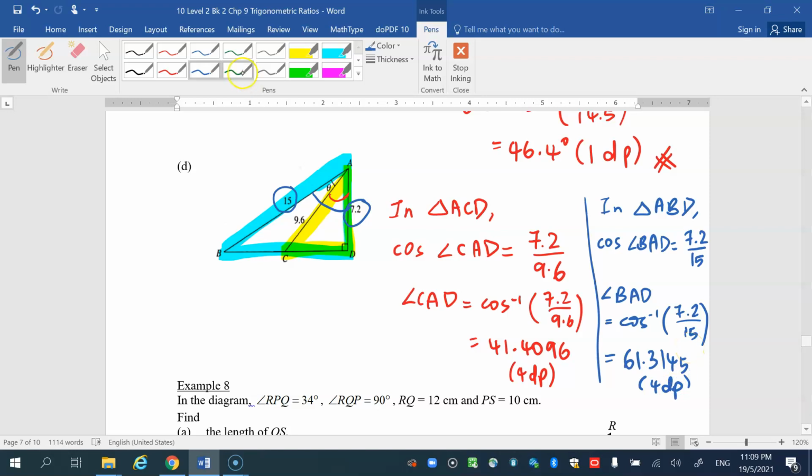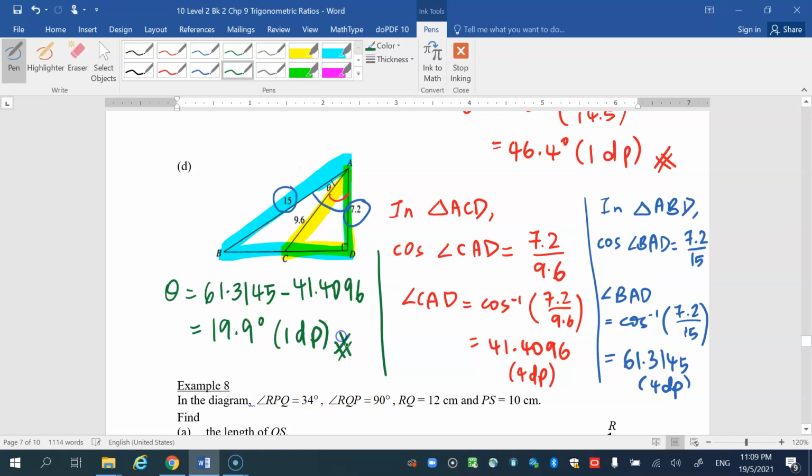Okay, so to find theta, my final step is to find theta. I will just take angle BAD, which is the big angle over here, and minus away angle CAD, which is what we found initially. Then I'll get my theta immediately. So theta is equal to 61.3145 minus away 41.4096. Press calculator, I will get 19.9. Aha, this is my theta to 1 decimal place. Very good. So even though the diagram looks a little bit complicated, you just have to identify the two right angle triangles, identify which are the adjacent sides, which are the respective hypotenuses, then find your angles and then find theta. Okay, it is pretty simple once you get the hang of it.